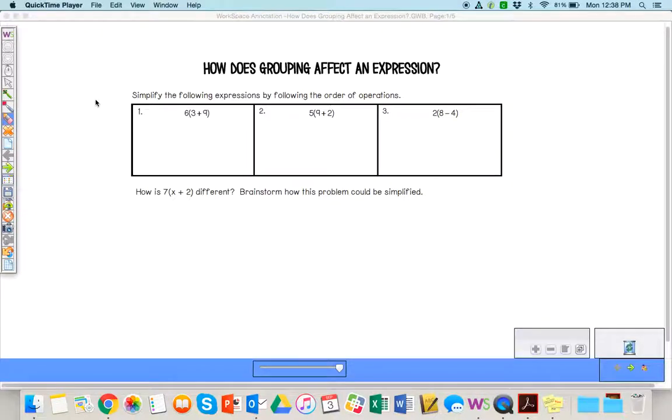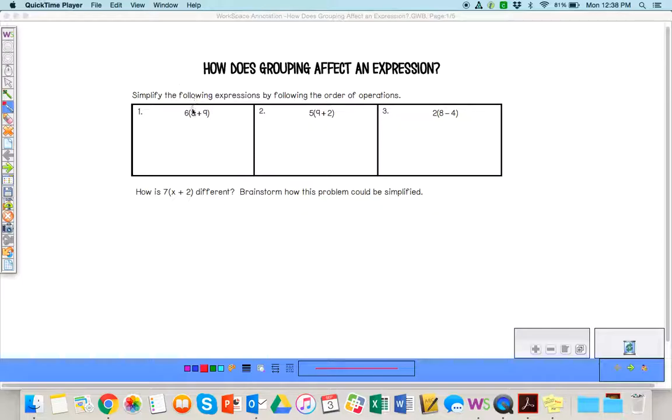In this video, we're going to talk about how grouping affects an expression. Grouping is just when we have parentheses in the problem and we need to distribute. There are different ways that we could go about doing it. The first way is following order of operations.